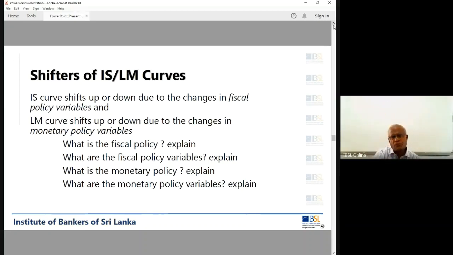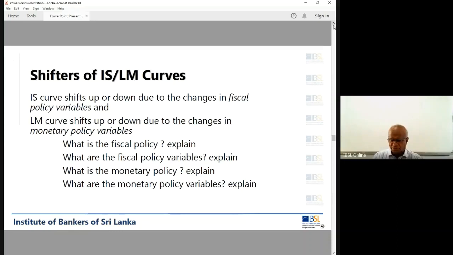The IS curve shifts up or down due to changes in fiscal policy variables. The LM curve is an upward sloping curve, and it shifts down or up due to changes in monetary policy variables. Then the question is: what is fiscal policy and what is monetary policy? What are the fiscal policy variables and what are the monetary policy variables?